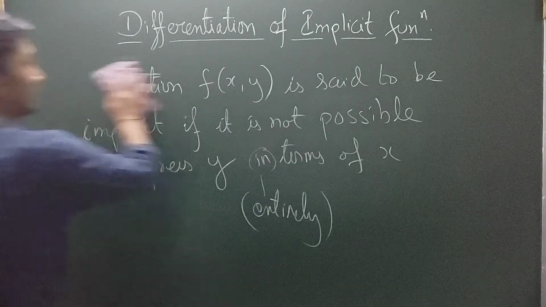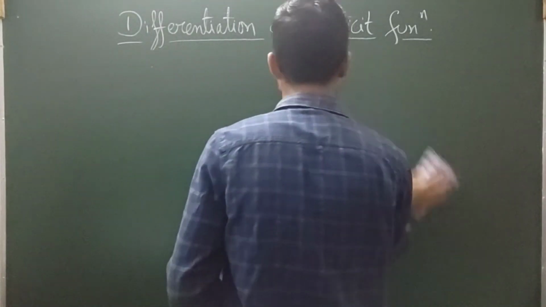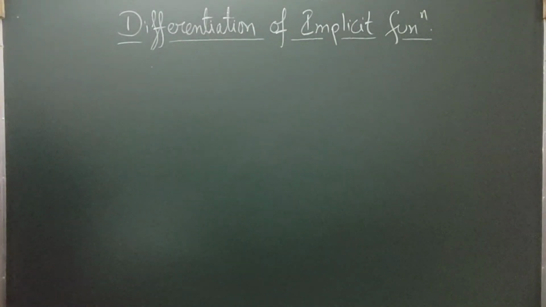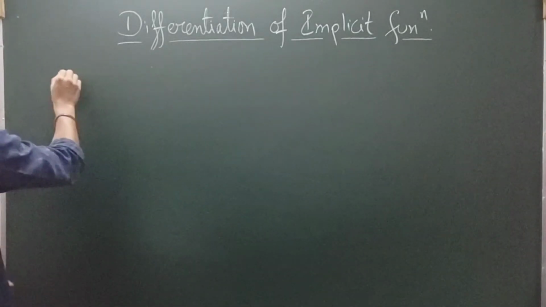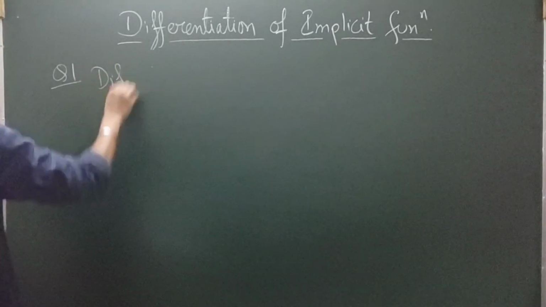Done? Alright. Now, how do we differentiate? How shall we differentiate implicit functions? There's nothing new to be learned here. We will just see how we differentiate implicit functions. So I'll give you an example. Let's say example 1, that is, differentiate.